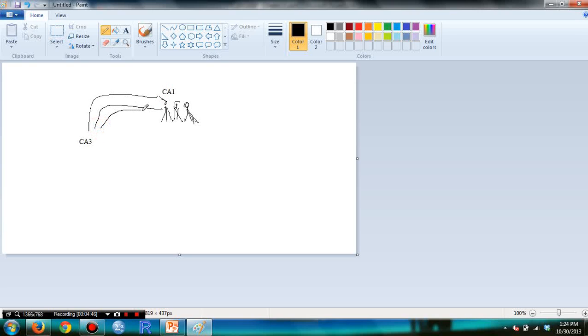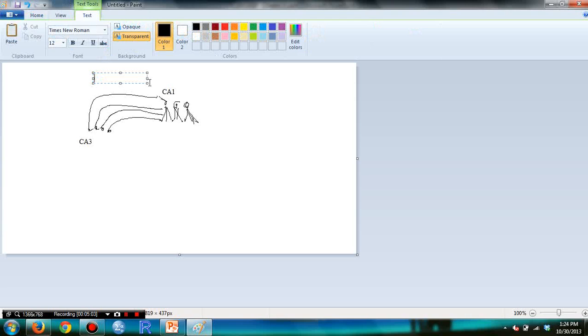Okay? Good so far? Now, if you get confused, you have to stop me. Okay? We have the whole time for this. Right? So just please stop me if you get confused. Okay, so we call these the Schaffer collaterals, these axons that run through CA1.